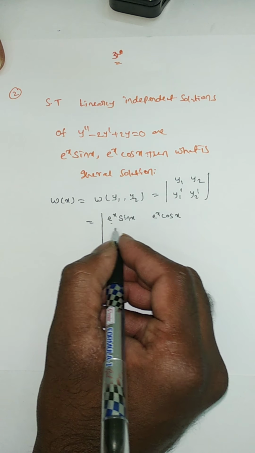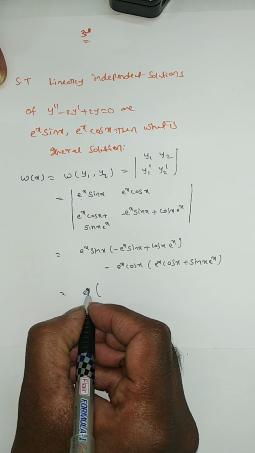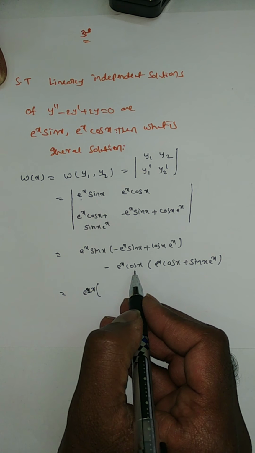From all of these, I am taking e power x as common. e power x into e power x means e power 2x. From the other terms also, e power x inside is common and outside you have e power x, so entirely e power 2x is common. Now I am multiplying. This is sin x into sin x, sin square x, but the sign is minus. Now the product of cos x with sin x gives cos x sin x.